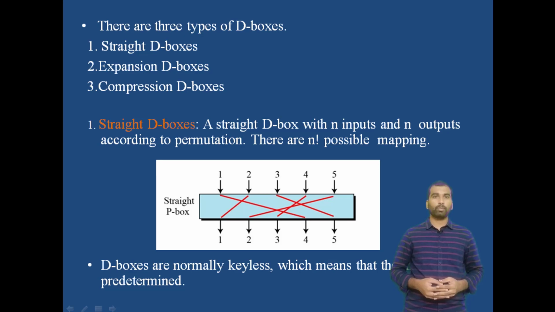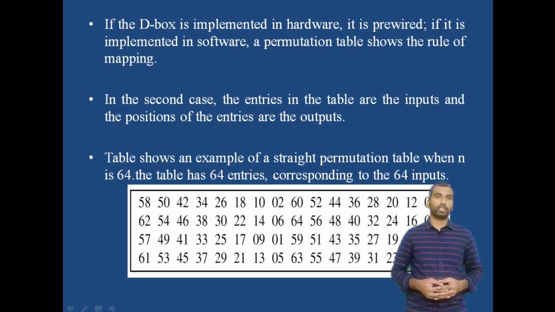If the D box is implemented in hardware, it is pre-wired. If it is implemented in software, a permutation table shows the rule of mapping. You can see the table here. The table contains 64 bits, from 1 to 64. The entries in the table are the inputs and the positions of the entries are the outputs. Here is a straight permutation table when n is 64, which means the table has 64 entries corresponding to 64 inputs.